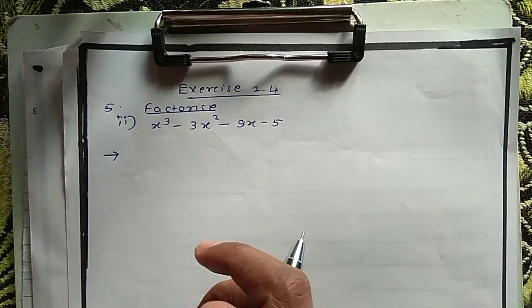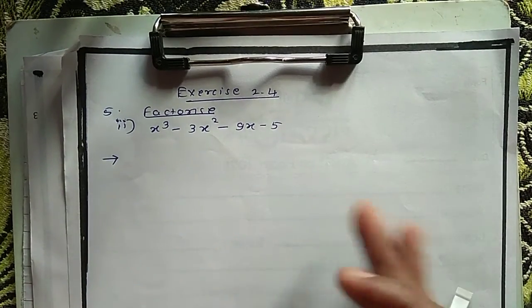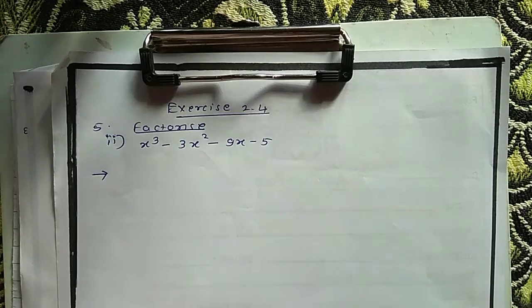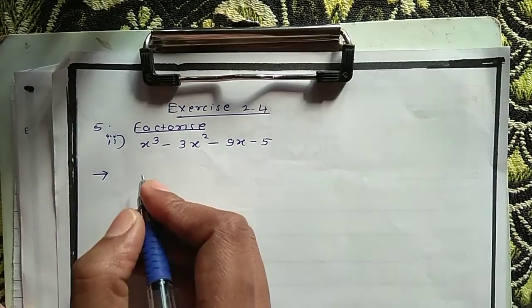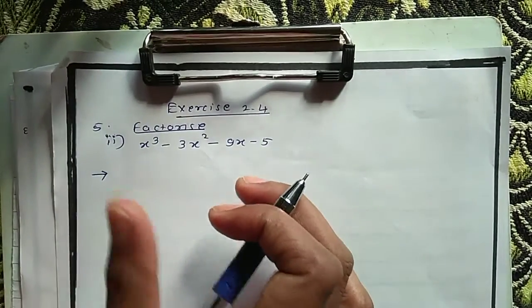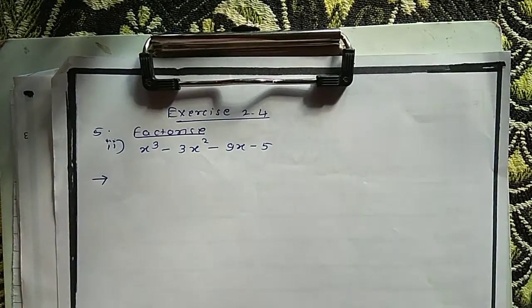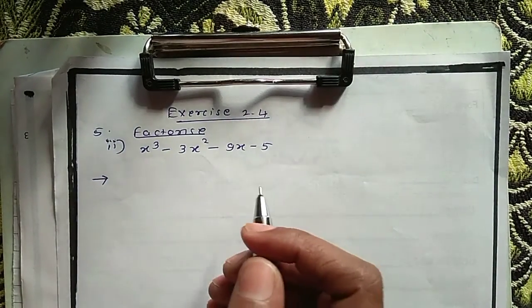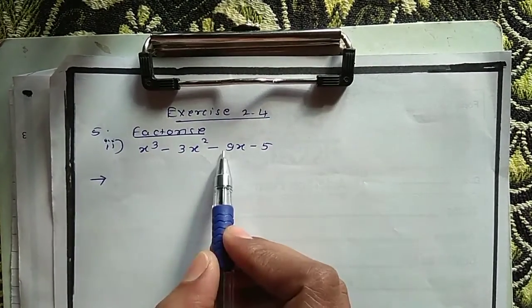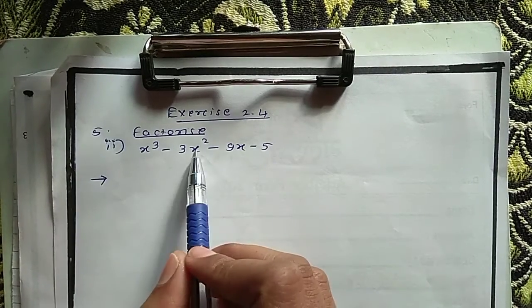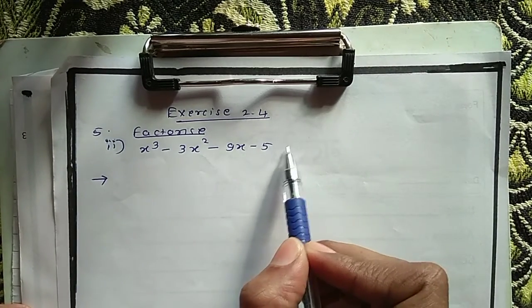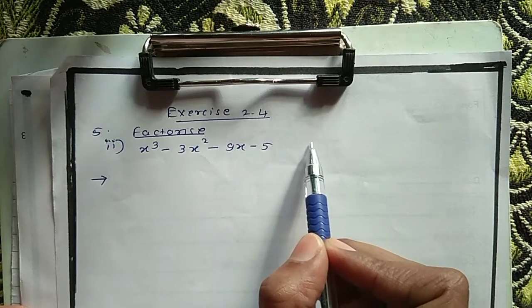I already explained what the factor theorem is in my last video. Just see how to factorize this. You have to find a suitable value of x. At least one factor you have to find using the factor theorem. That is, you have to find a suitable value of x so that when you put that value of x in the given polynomial, the answer gets equated to 0.